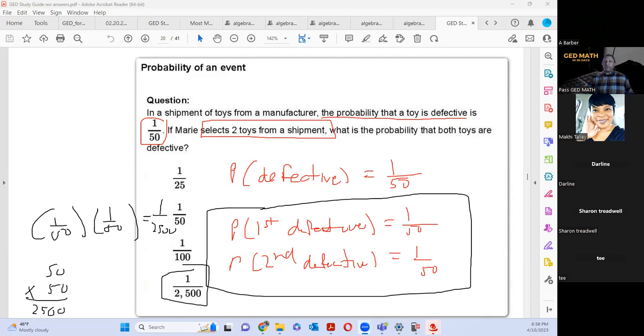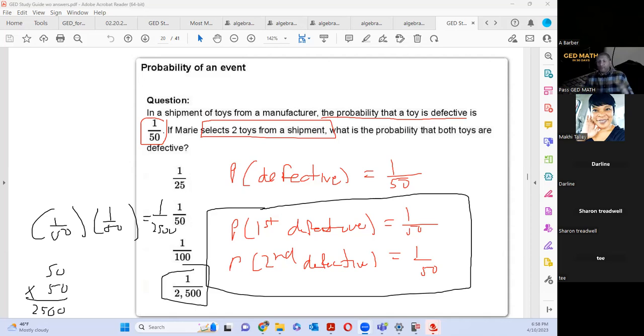Again, simple probability is selected outcomes over total outcomes. Compound probability is more than one event. So you find the simple probabilities of each event and then you multiply them together. That's all you have to remember for probability.